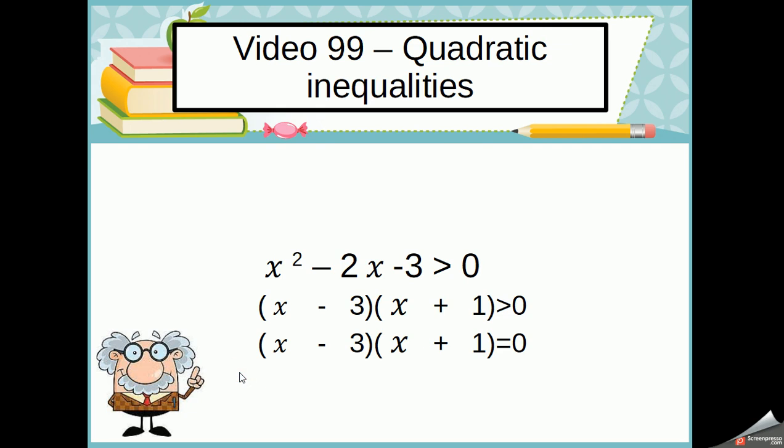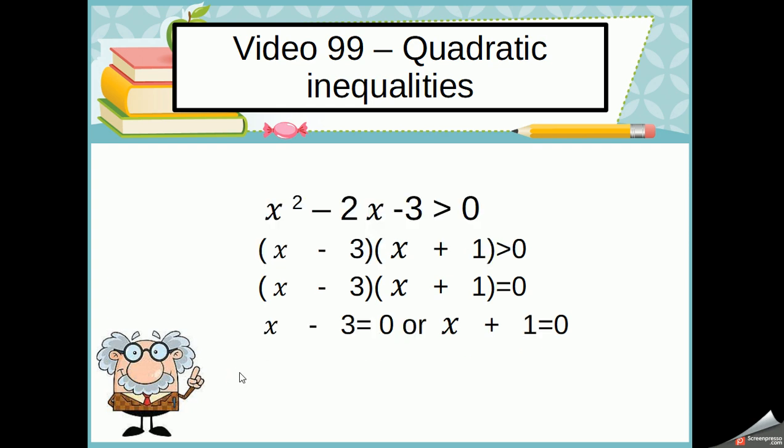Let's look at it as if it was an equals, rather than an inequality. Well, in that case, either x minus 3 would be 0, because 0 times x plus 1 would be 0. Anything multiplied by 0 is 0. Or x plus 1 is 0, because x minus 3 times 0 would give you 0. And I can then work out that if I move the minus 3 and the 1 to the other sides of the equal sign, it becomes x is 3 or x is minus 1. So how does that help us with the inequality?